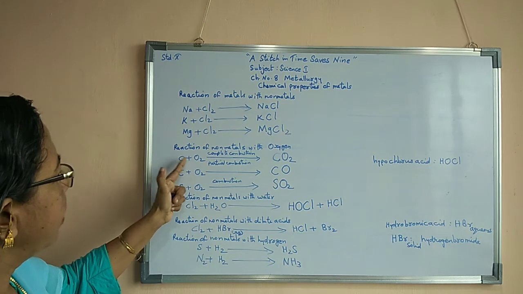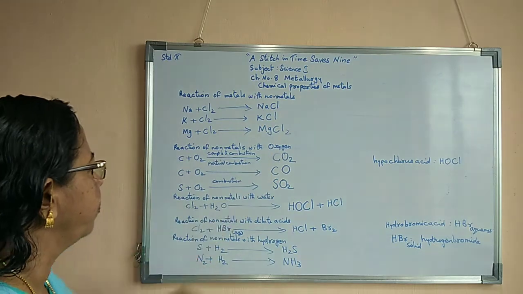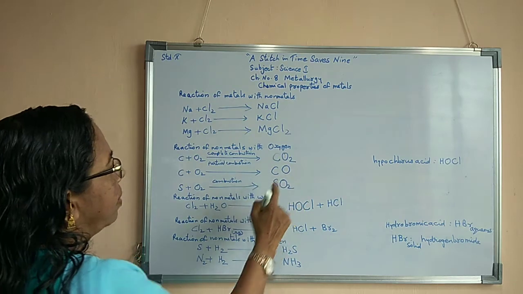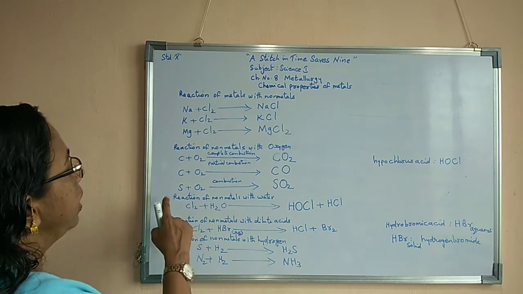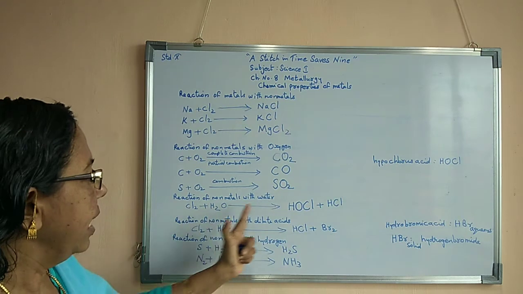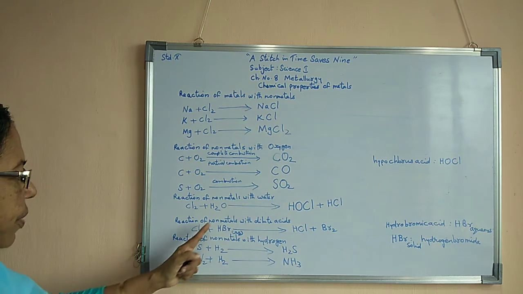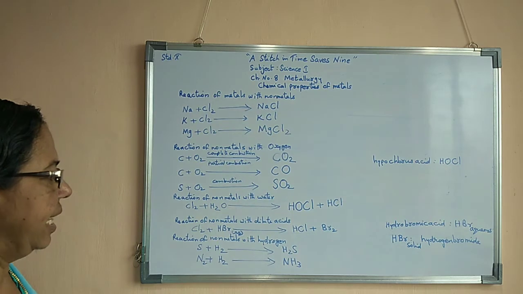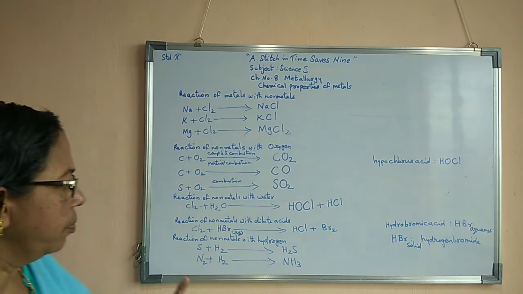Now here carbon reacts with oxygen, carbon dioxide CO2. As a result of partial combustion, carbon reacts with the oxygen, CO, carbon monoxide. Sulfur reacts with oxygen, sulfur dioxide. Reaction of non-metals with water. For that, which example? Chlorine reacts with the water. As a result of it, hypochlorous acid as well as hydrochloric acid is forming. Now here chlorine reacts with the hydrobromic acid. As a result of it, hydrochloric acid as well as bromine is forming.